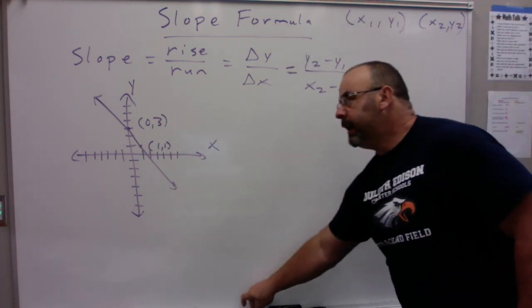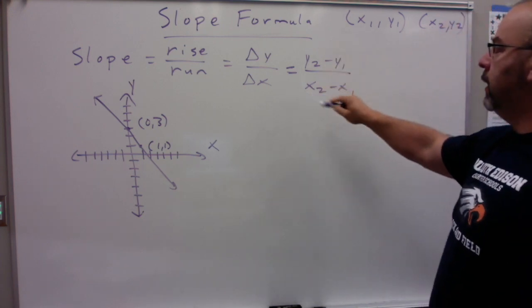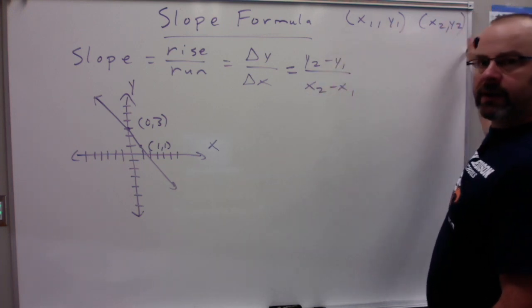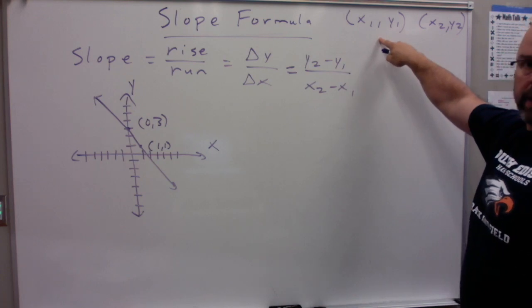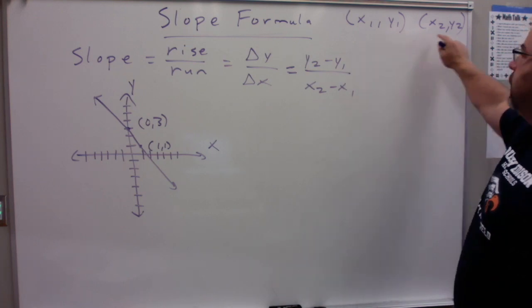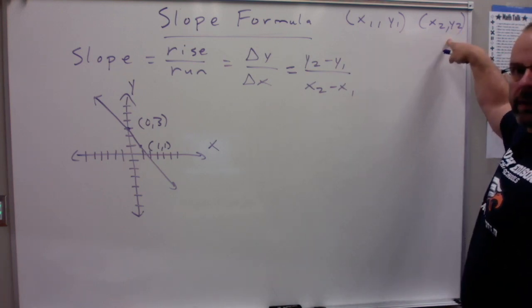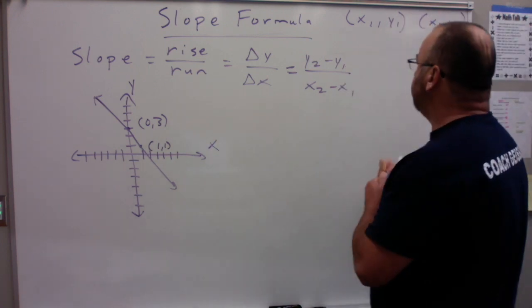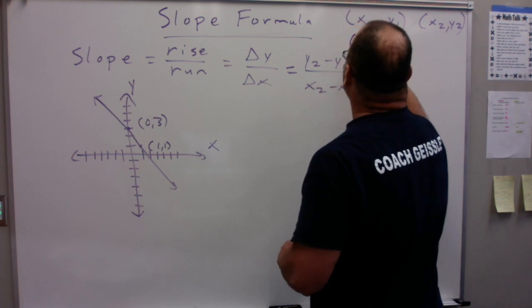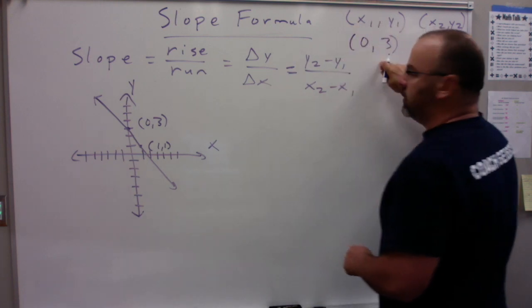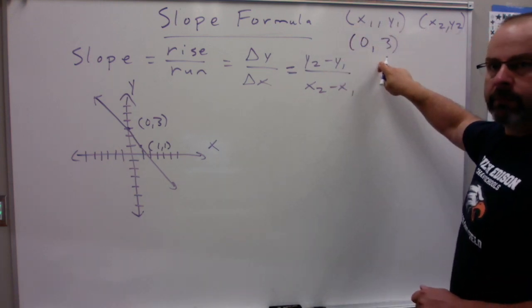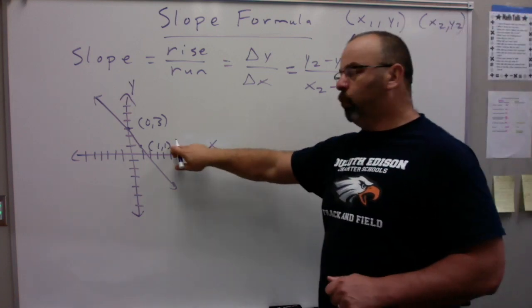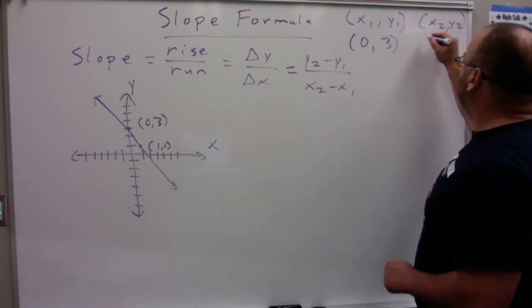Another way is to take the slope formula, which is given any 2 points. Here's our first point, x1, y1. Here's our second point, x2, y2. Now notice, we have 2 points here. I'm going to make this point (0, 3) my first point, and I'm going to make this (1, 1) my second point.